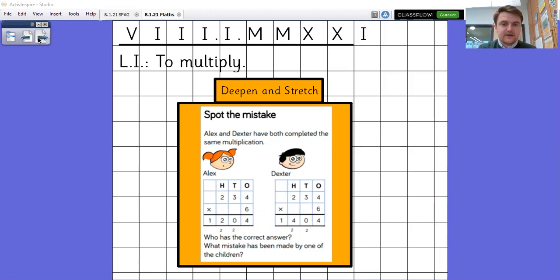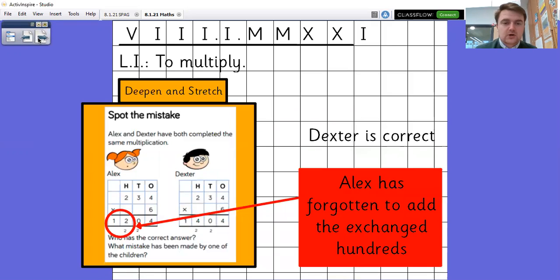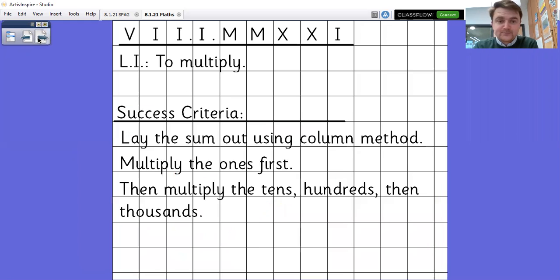Okay, so let's have a look. So that is correct. The answer is 1,404. Hopefully you noticed that Alex has forgotten to add the exchanged hundreds. So we know that 3 times 6 is 18. Add the 2 tens that were left over, which gives us 20. So there's 2 exchanged, 2 that need to be carried across. 2 times 6 is 12, add the 2 is 14. So she needs to have remembered to do that. So hopefully you guys managed to spot that.